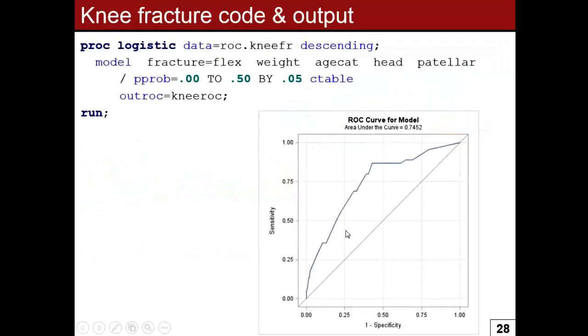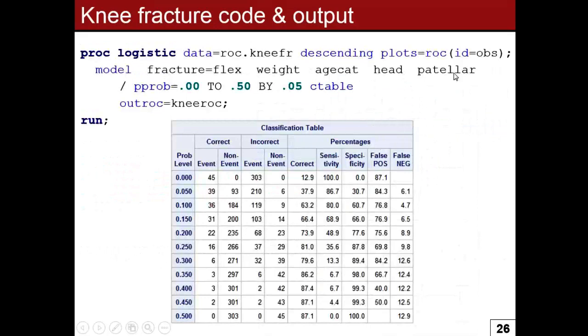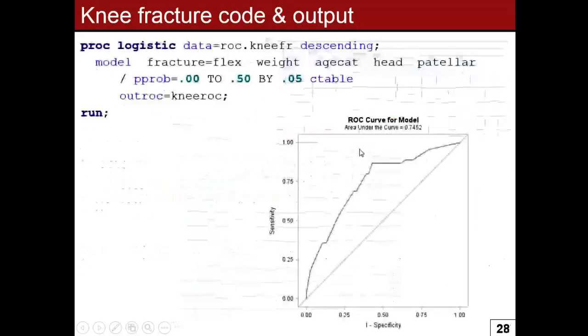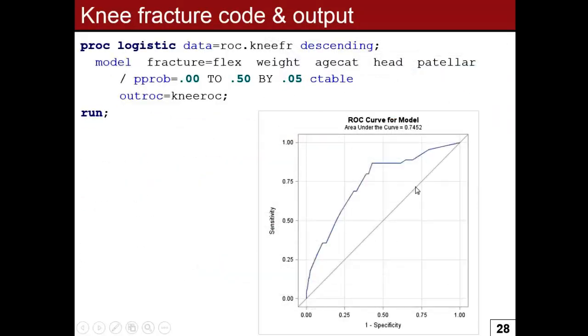So here's what this plots, this ROC business, which I actually don't have again here. This is what you get if you don't say ID equals obs. This is without the ID equals obs. This is just what it will give you by default, if you just had the ROC option up there. And so you see here it gives you a plot, again with as many cut points, basically, as people in the data set. And you see area under the curve is 0.745.